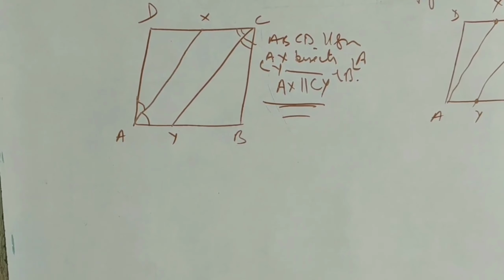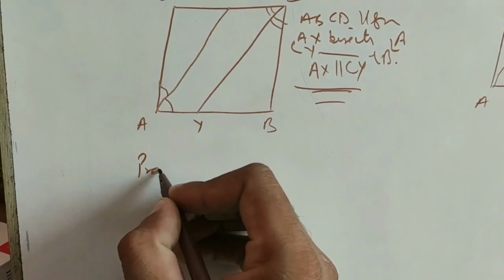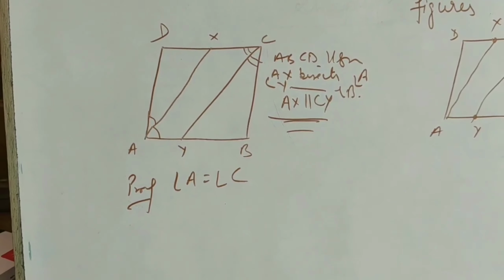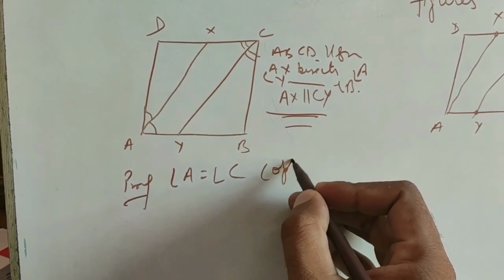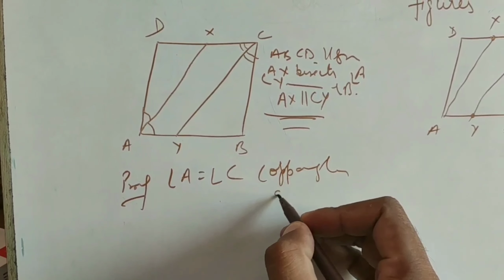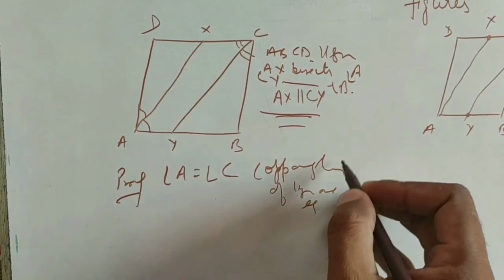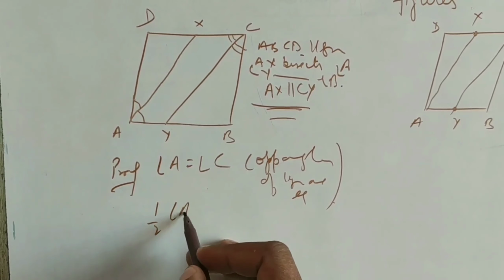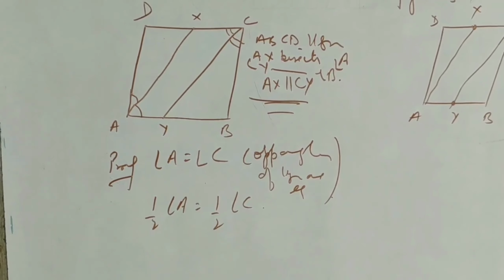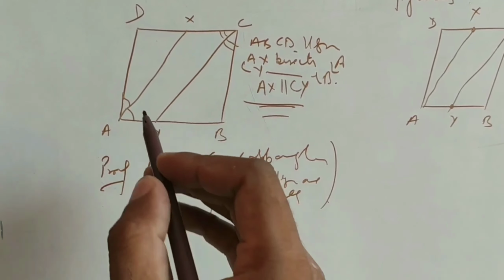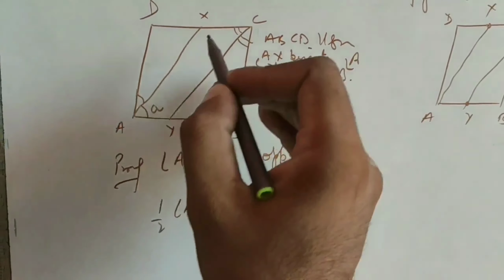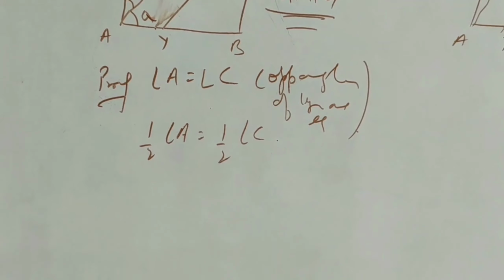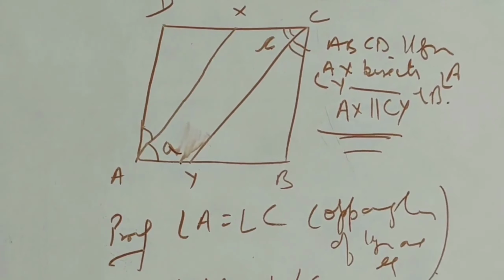Okay, so to prove this, we know that angle A is equal to angle C. Why? Because ABCD is a parallelogram and opposite angles of a parallelogram are equal. So clearly half of angle A will also be equal to half of angle C. Suppose this part is small a and this is small c, these two are equal.